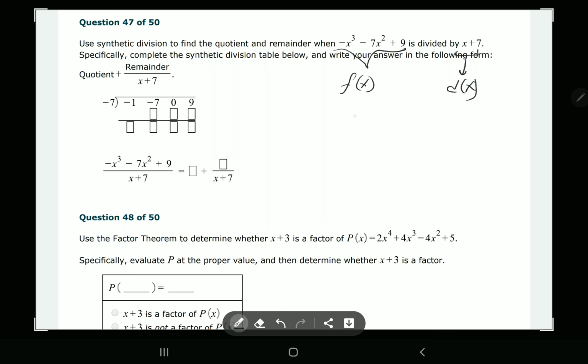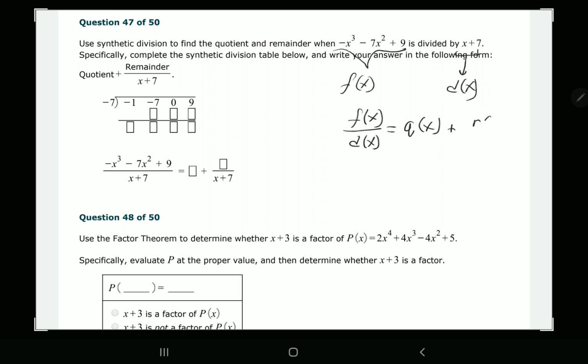And once again, when we divide f of x, our dividend, by d of x, our divisor, that equals our quotient, which we call q of x, plus our remainder, which is r of x, divided by the divisor, which is d of x. That's why you see x plus 7 down there. So, step number 1 when it comes to synthetic division: you want to take the coefficients of each term and place it under your long division symbol.